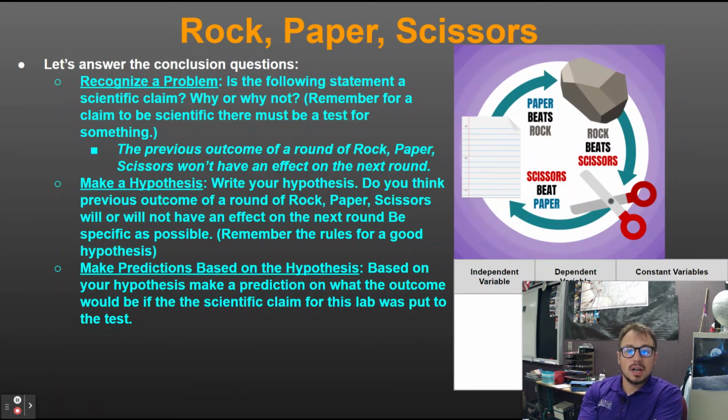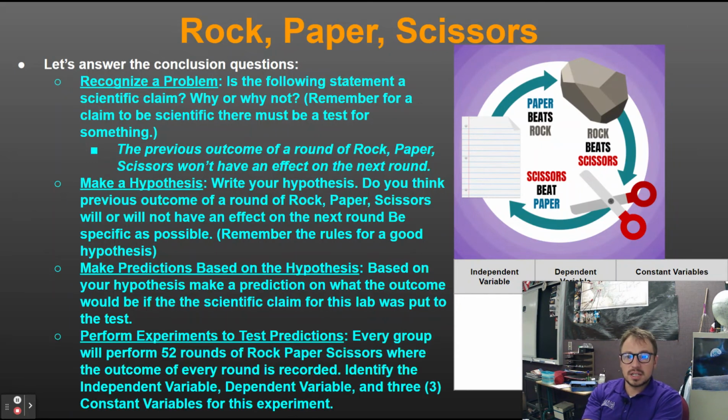Make predictions based on hypothesis, right? So that's sort of the same thing, like making a prediction. Like if we played this many rounds, this percentage of people would change based on this, right? So that's sort of the difference. Making a prediction is making a prediction about an experiment. So now we can perform an experiment.